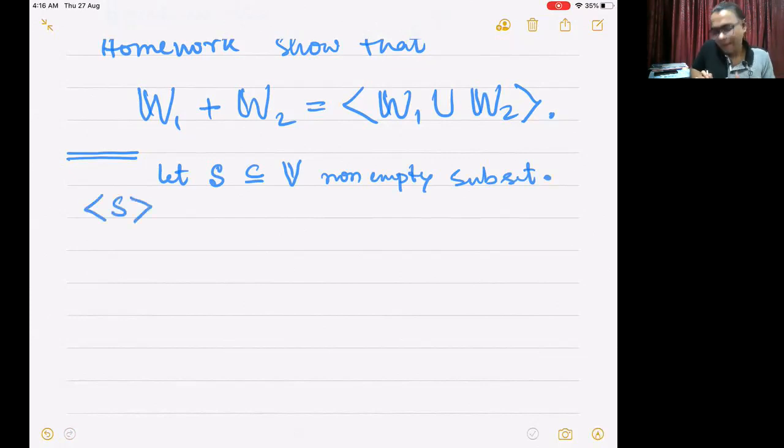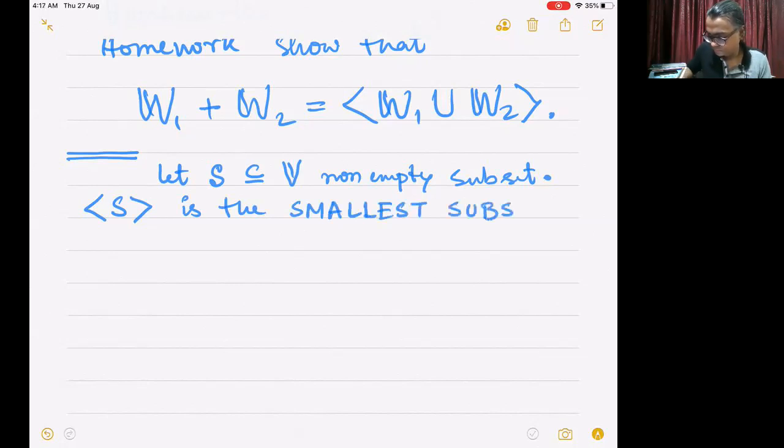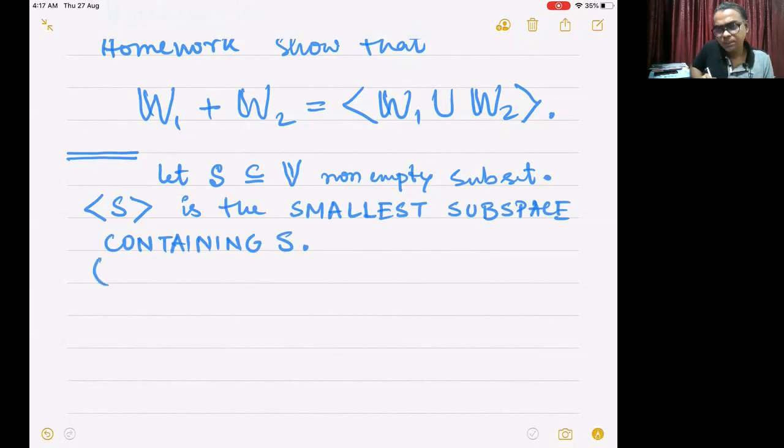Span of S is often said to be, notice carefully what I'm writing, the smallest subspace containing S. Let me elaborate. What do I mean by the smallest subspace containing S? What is the idea of small, big here? It means the following.